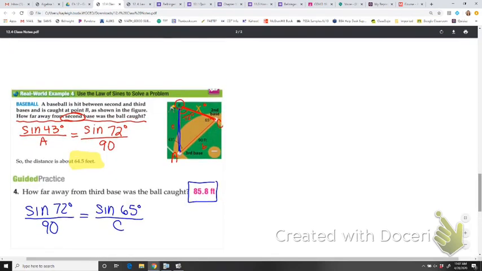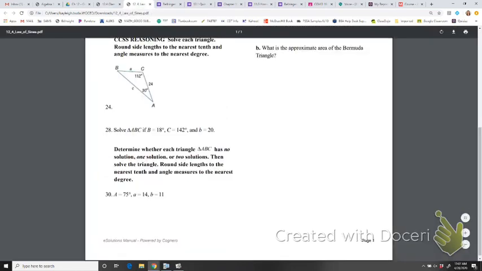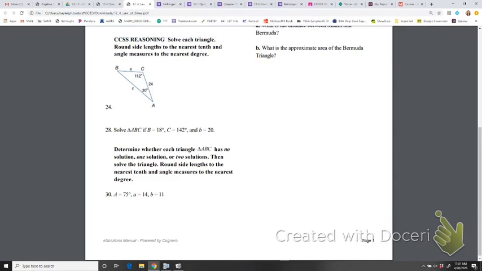So that is the end of the lesson. I will upload these notes, and on the homework I want to point out on number 30, it'll say determine whether each triangle ABC has no solution, one solution, or two solutions. You don't have to do that part, just start with the directions of solving the triangle. So find the other two angles and the third side.